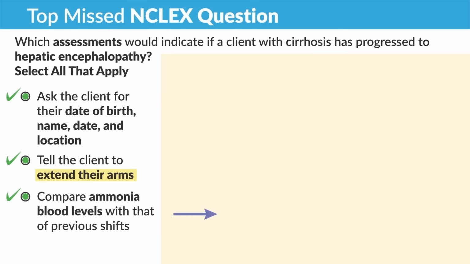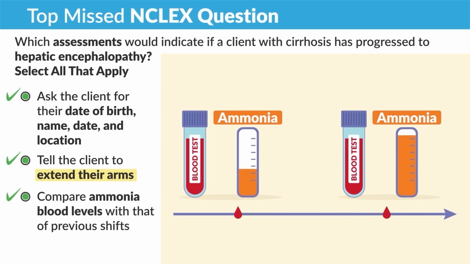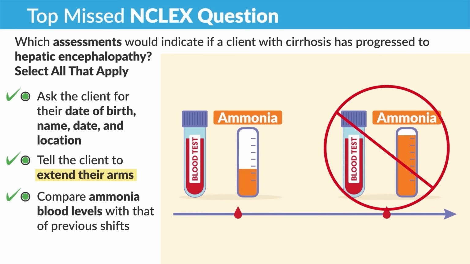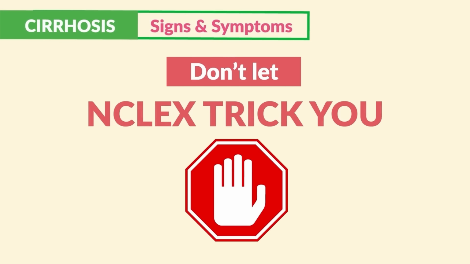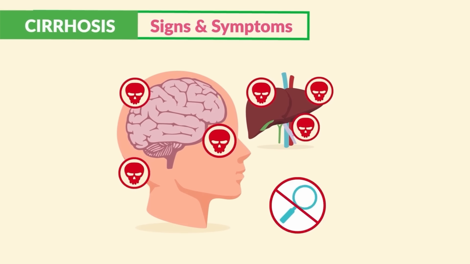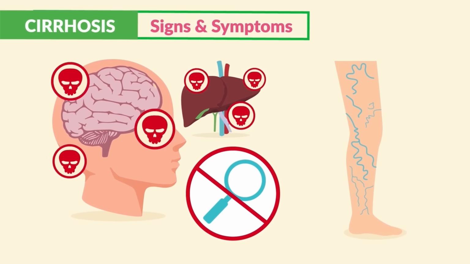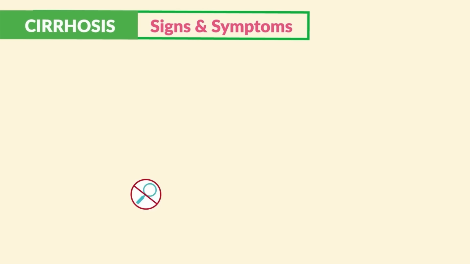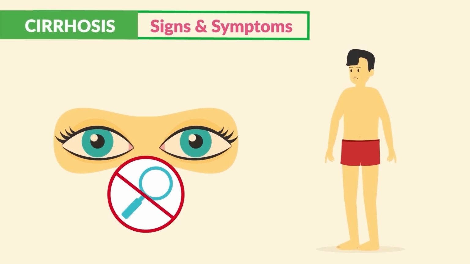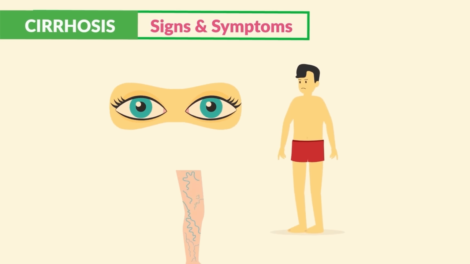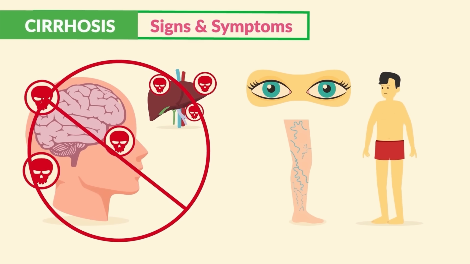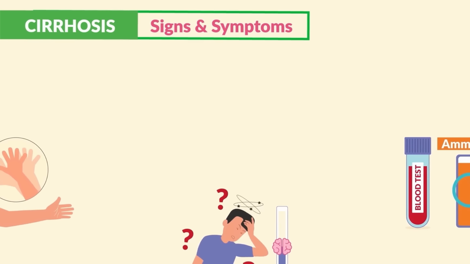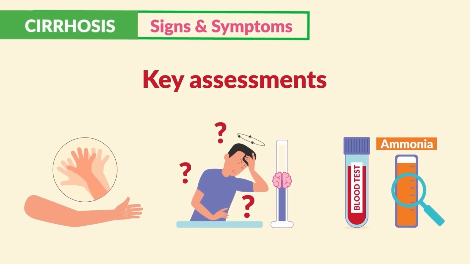And lastly, compare the ammonia blood levels with that of previous shifts. Yes, ammonia levels should not be going up. If they are, it will cause more hepatic encephalopathy. Now, don't let the NCLEX trick you here. For hepatic encephalopathy, we are not assessing the skin for thinning blood vessels like spider veins. And we're not assessing the eyes or skin for jaundice, that yellow skin. These will typically be present with any client in liver failure, not specific to hepatic encephalopathy. So just make sure to know your key assessments for hepatic encephalopathy.